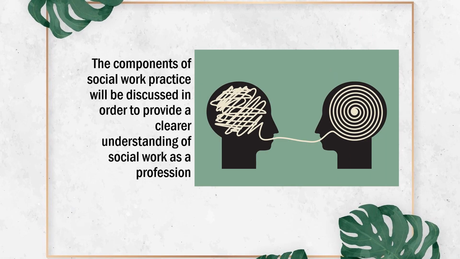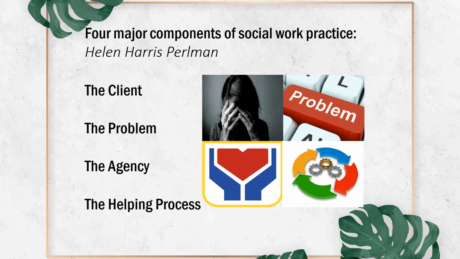So, in this video the components of social work practice will be discussed in order to provide a clearer understanding of social work as a profession for which one must possess basic scientific knowledge, appropriate values, and the skills necessary for helping people in distress. To begin with, there are four major components of social work practice: the client, the problem, the agency, and the helping process. Helen Harris Perlman, an American author, refers to these as the 4Ps, meaning the person, the problem, the place, and the process.